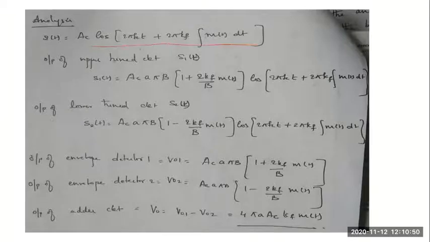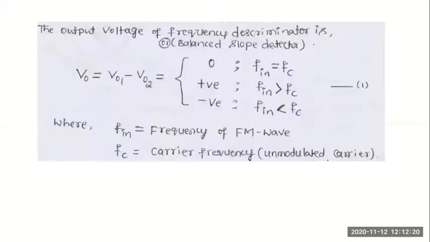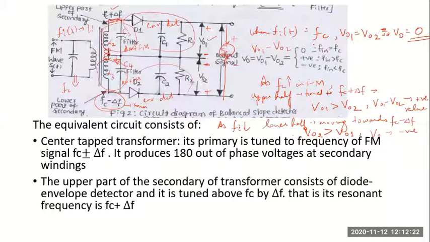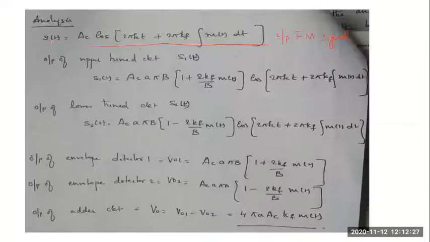You just see in the analysis, the first equation represents the input FM signal. So, coming to this derivation, as I was telling you, the input to this circuit is the FM wave. The input at this point is the FM wave, which is given by the standard equation of FM, Ac cos(2 pi fc t + 2 pi kf integral m(t) dt).